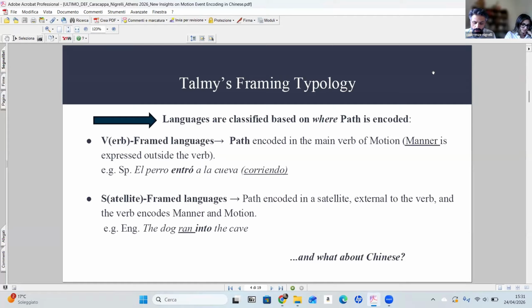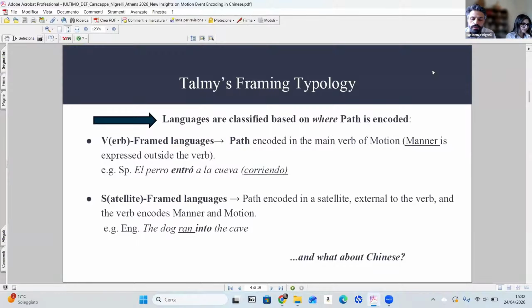In satellite-framed languages, the path is expressed by an external element called satellite, while the verb encodes motion and manner. For example, in English, the dog ran into the cave. The main verb ran conveys the idea of going running, while the particle into conveys the path followed by the figure. For instance, Romance and Semitic languages are usually V-framed, while Germanic, Slavic, and Native American languages are typically S-framed.